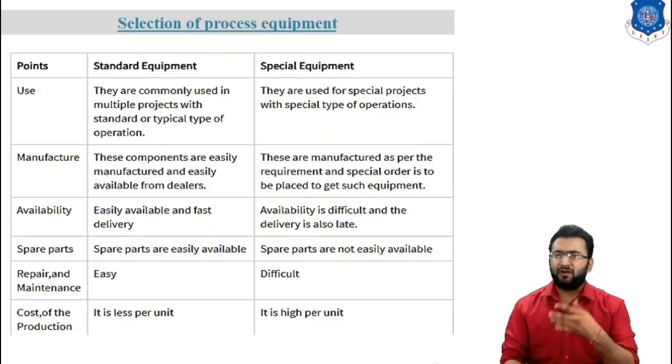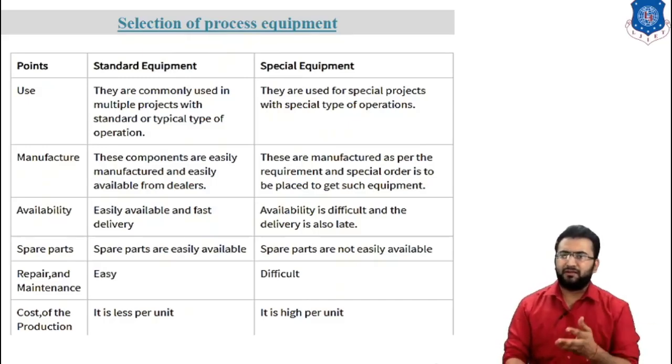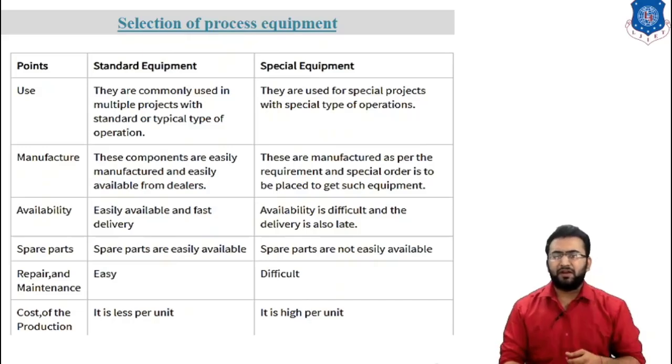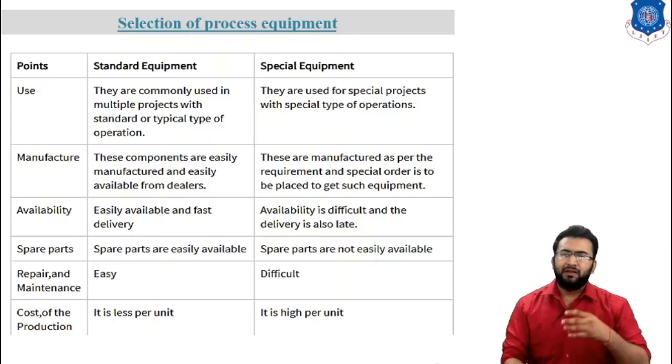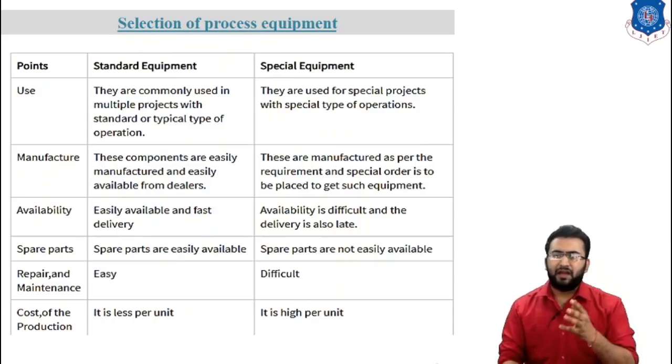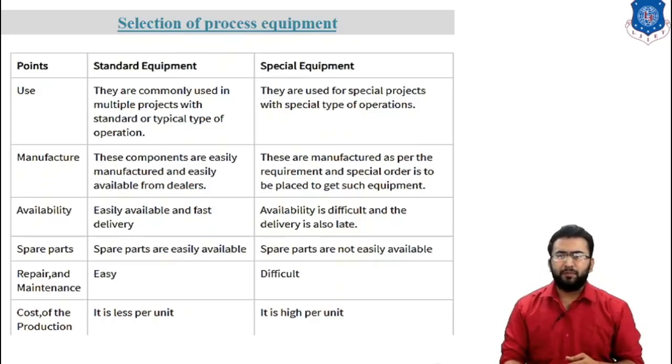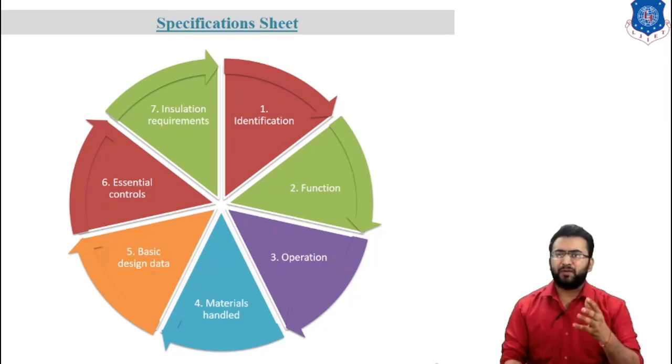Repairing and maintenance of standard type equipment is easy, whereas repairing and maintenance of special type equipment is difficult. Cost of production is less per unit for the standard type equipment, whereas cost of production is high per unit for the special type equipment. Now let's talk about the specification sheet.